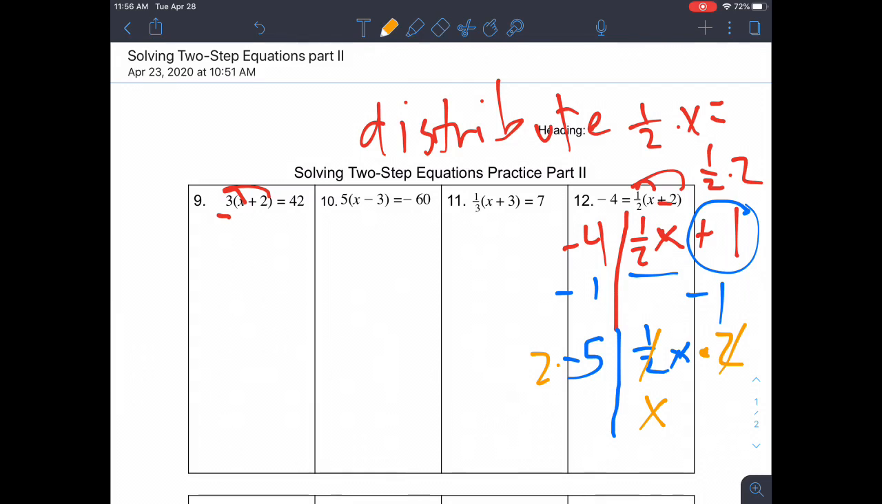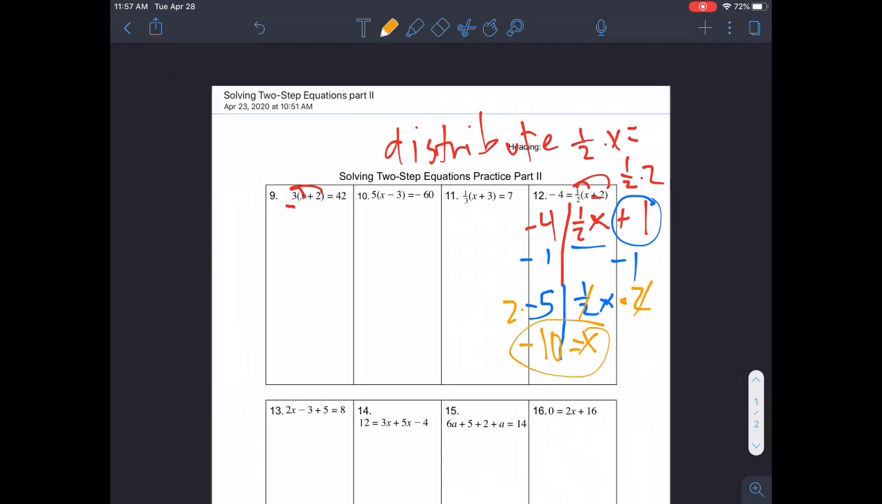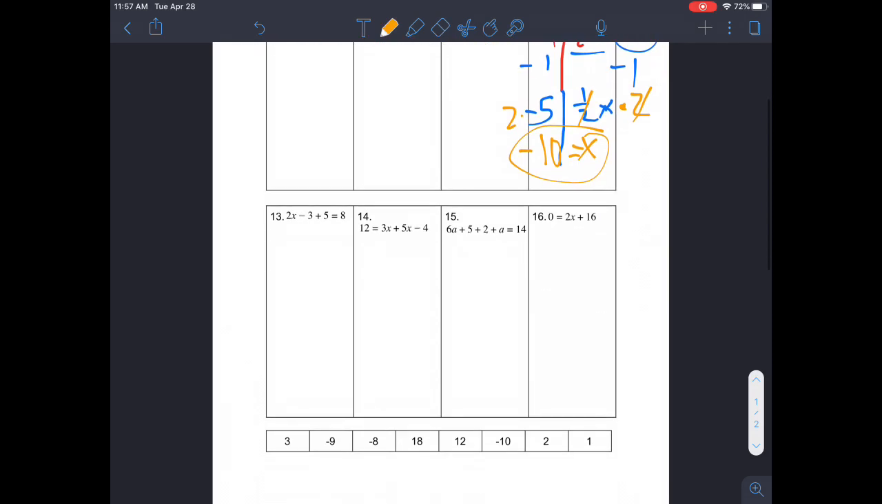And then -5 times 2, or 2 times -5. Positive times a negative is negative. 2 times 5 is 10. So x equals -10. Alright, let's check the bottom, make sure that answer is there. -10. Is it there? There we go. Wonderful.